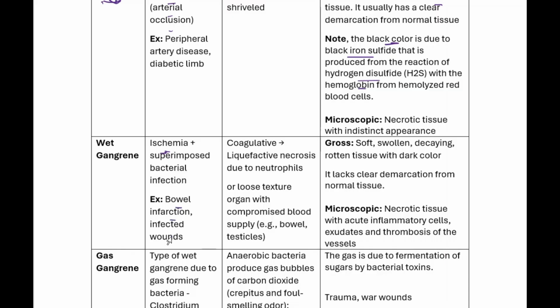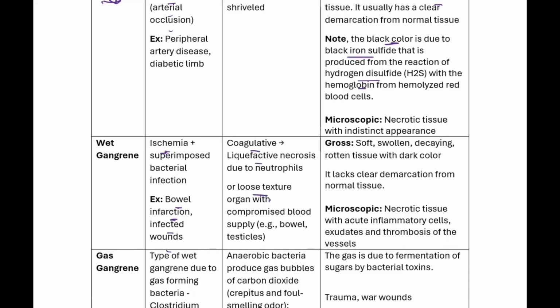So if you have a loose tissue and there's an infarction of that tissue, as we're going to see later, with infarction of a loose tissue you can get what? Hemorrhagic necrosis. And of course, hemorrhagic infarction could lead to what? Wet gangrene. So bowel infarction and an infected wound are all examples that will lead to wet gangrene. So a patient will have coagulative necrosis, and then now there's superimposed infection, or liquefactive necrosis happening due to neutrophils moving in, right? That could lead to wet gangrene.